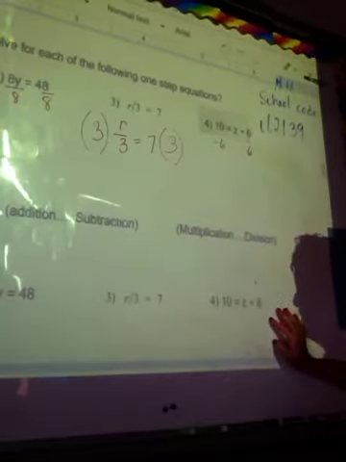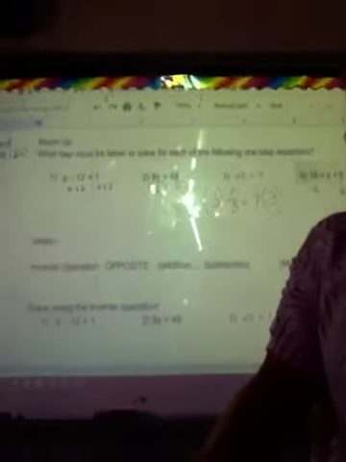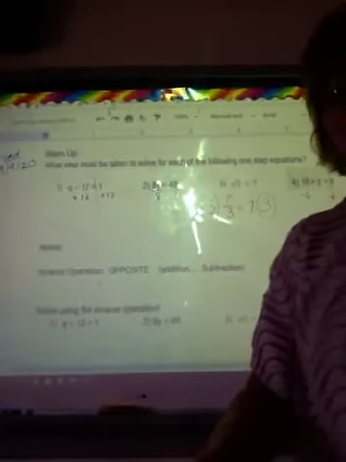I just want to keep practicing. So make sure you jotted that down. And when you hear me say inverse operation, that's all I mean is opposite. So inverse, opposite. Alright, let's do some practice problems.